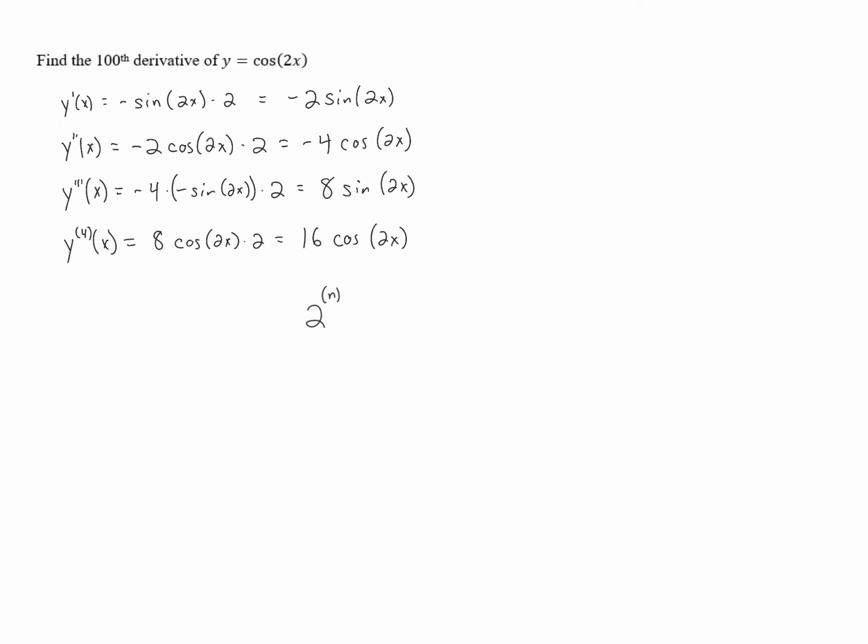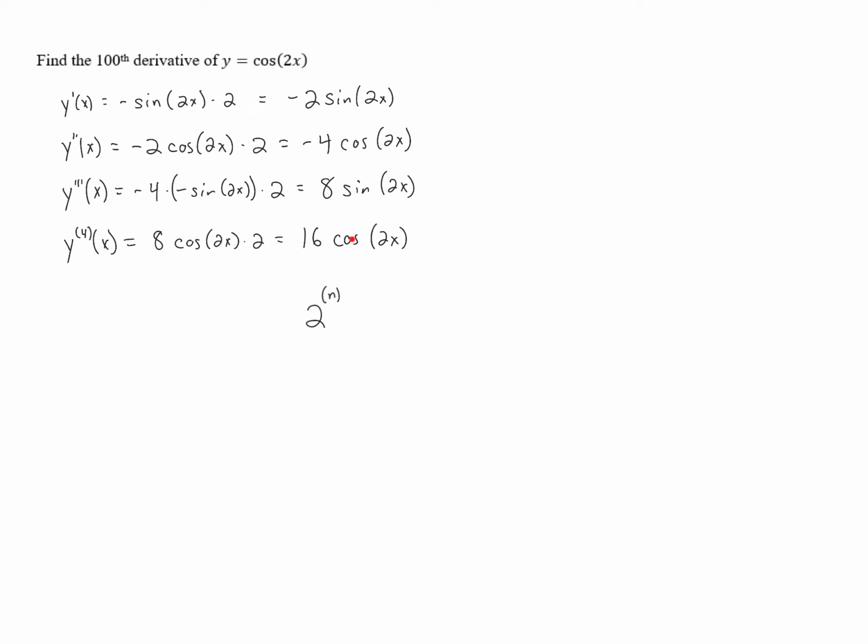But I want to point something out. If we ignore the 2 to the n, if we ignore the coefficient, when we did 4 derivatives, we cycled from cosine to negative sine, negative cosine, positive sine, and positive cosine. We've cycled all the way back to positive cosine.